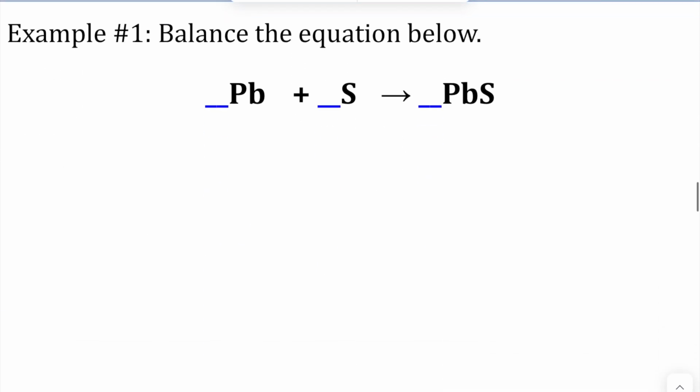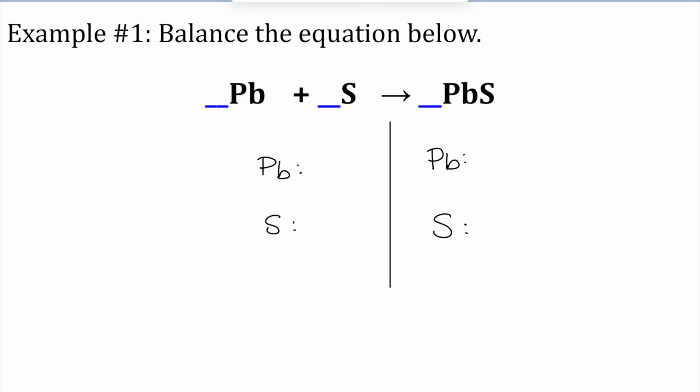This one is written out for us. We have lead combines with sulfur to produce lead sulfide. As I'm looking at this, my first step, I put a line right underneath, and then I usually will list left to right. So lead and sulfur, and then my order might change on the other side, but I'm going to keep whatever order I wrote on the first side just so that I can easily compare across my line.